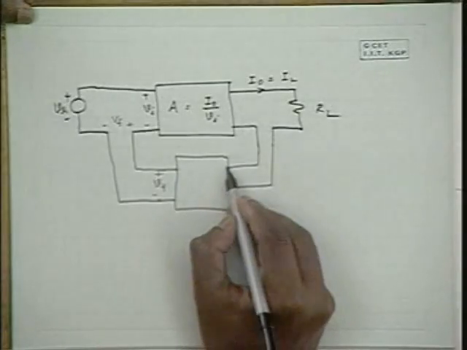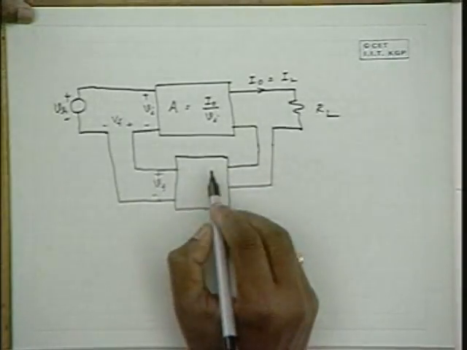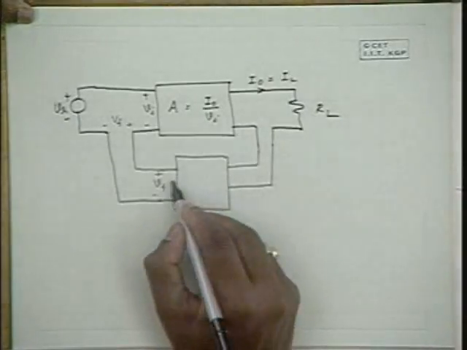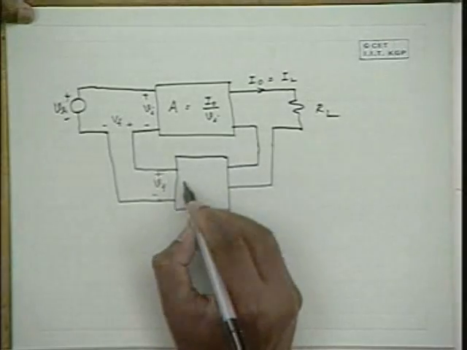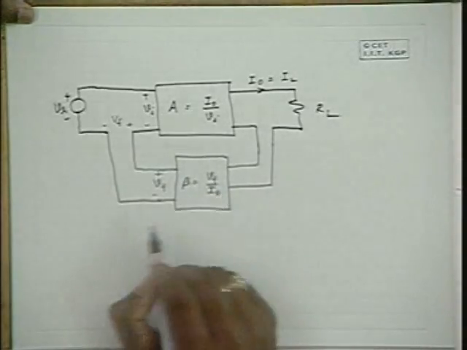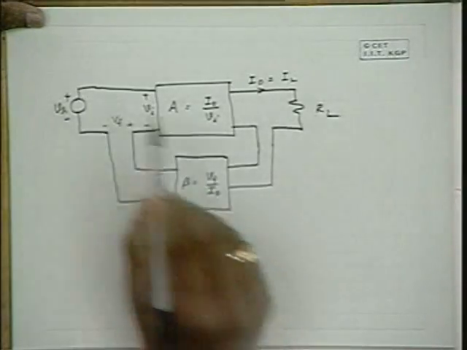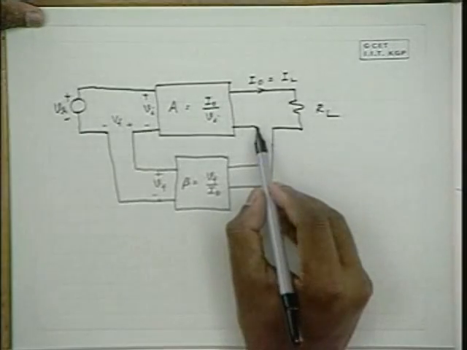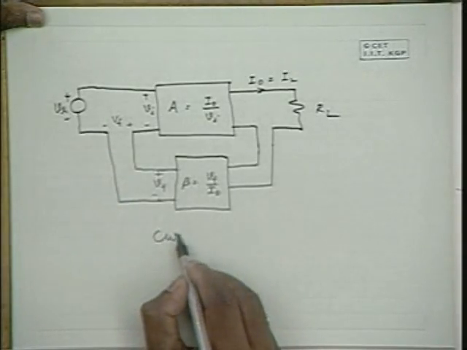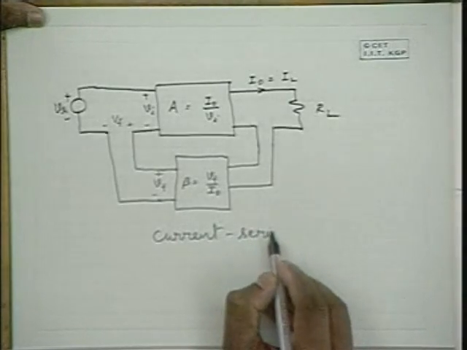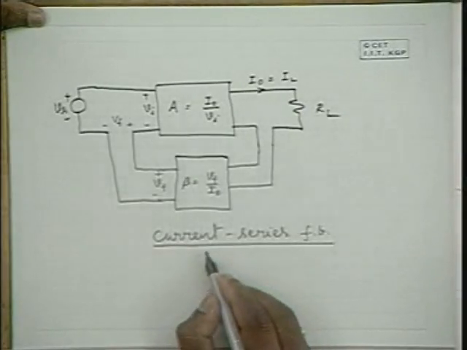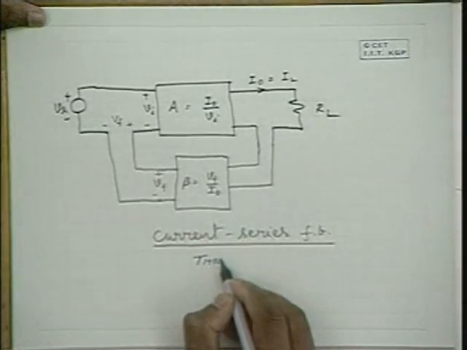And the feedback element, on the other hand, produces a voltage signal at its output and takes the output current at the input. Therefore, the feedback network has units of impedance, and beta here is naturally Vf by I0. So now this is the feedback amplifier, and it is current feedback, and here we are applying feedback in series. Therefore, it is known as current series feedback. This is applicable in the case of transconductance amplifiers.